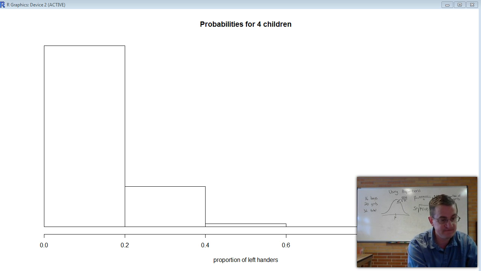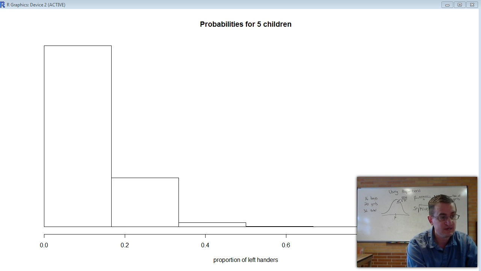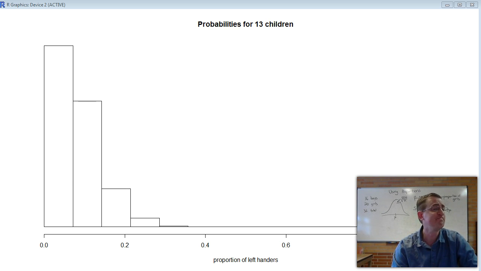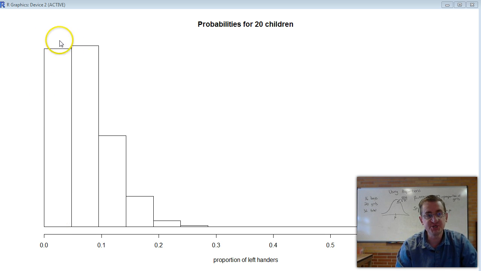How about 5 children? Let's go all the way up to 13. Last time 13 made it look normal. Here, 13's not enough. It does not look normal here. Let's try having 20 kids. For 20 children, we're still seeing that skewness. You may notice I'm zooming in a little bit. It doesn't go out to 100% anymore. If you have 20 children, the chance that all of them are left-handed is pretty rare.